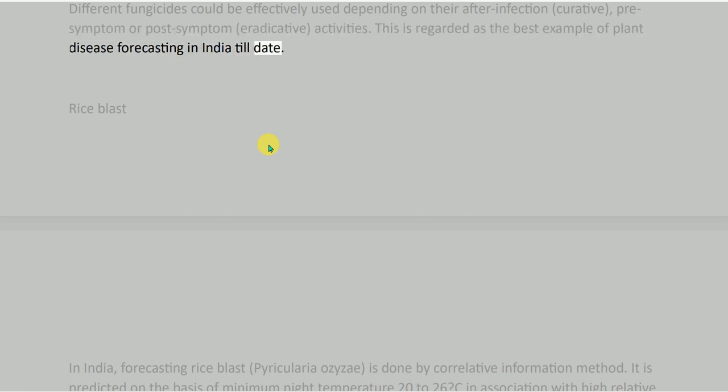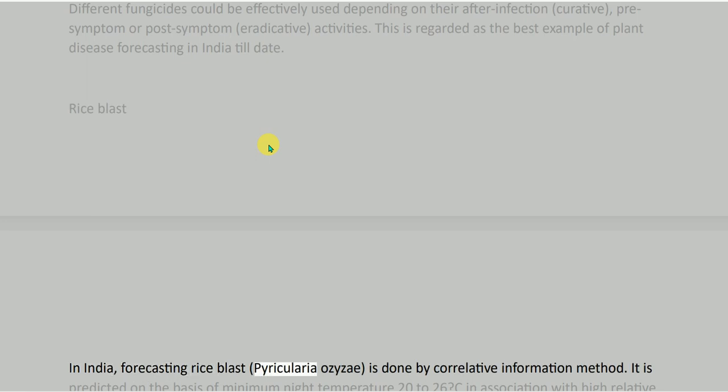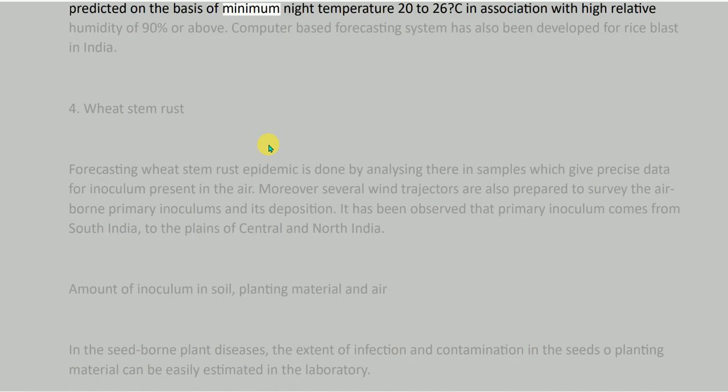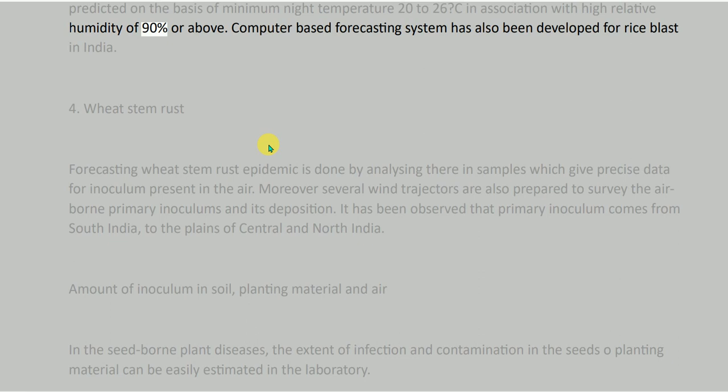3. Rice blast. In India, forecasting rice blast, Pyricularia oryzae, is done by correlative information method. It is predicted on the basis of minimum night temperature of 20 to 26°C in association with high relative humidity of 90% or above. A computer-based forecasting system has also been developed for rice blast in India.